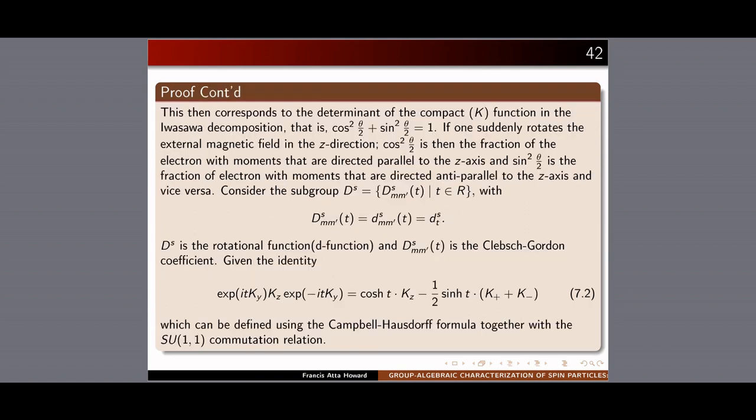Now, from this, one can suddenly rotate the external magnetic field in the direction of Z, where cos squared theta over 2 is the fraction of the electrons with moments that are directed parallel to the z-axis, and sine squared theta over 2 is the fraction of the electrons with moments that are directed antiparallel to the z-axis, and vice versa. This technique was used by Pauli when he was considering his Pauli matrices. That is how he came about with his matrices.